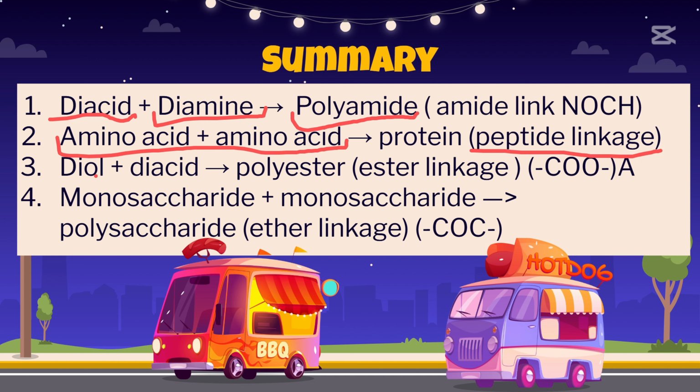If we have a diol and a diacid, we create a polyester, right, which is joined by the ester linkage. If we have a monosaccharide and another monosaccharide, we create a polysaccharide, which is joined by the ether linkage, which is COC. So you can take this down as a little note. It helps you to remember what is going to be formed and the type of linkage that is present.